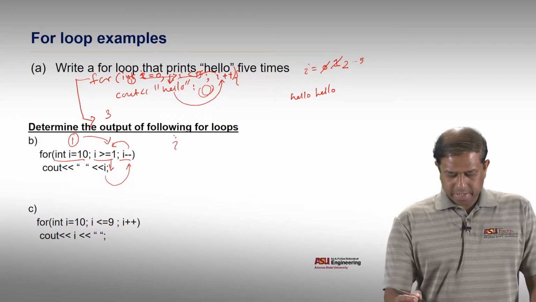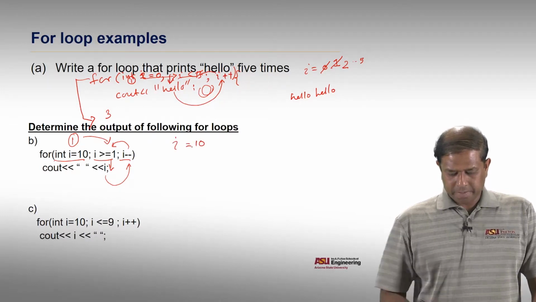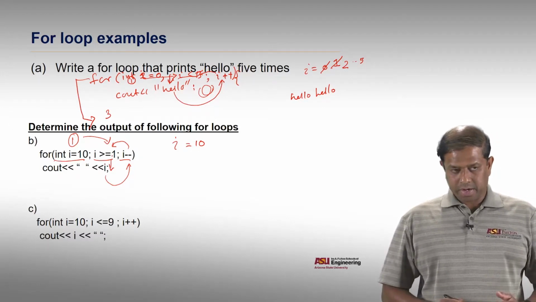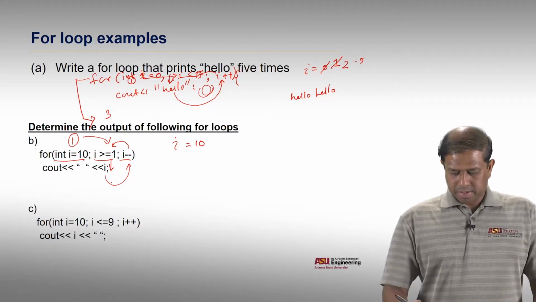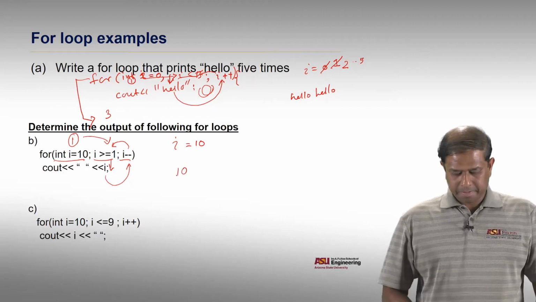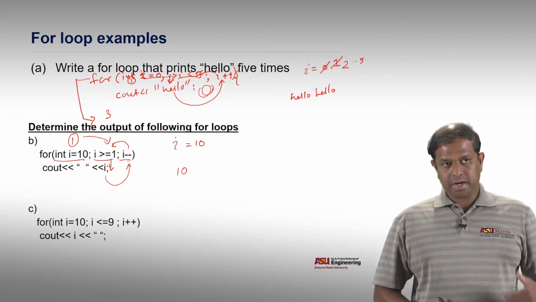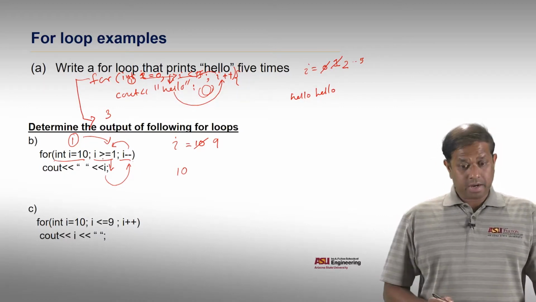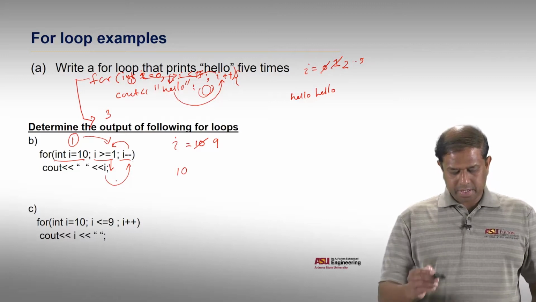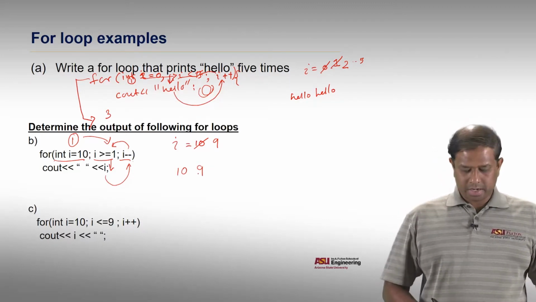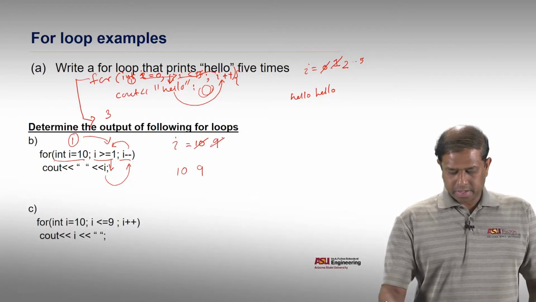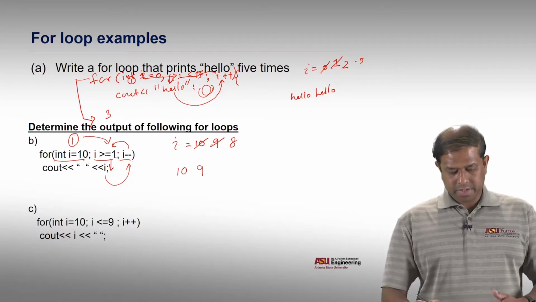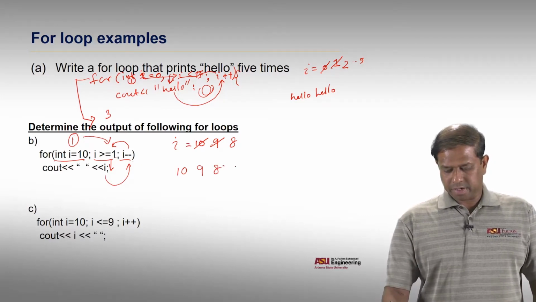If you trace it, the initial value of i equals 10. Now 10 greater than or equals to 1 is true, so we go inside the loop, we display that value, so that's going to be 10, and then come back here and deduct 1 from i, so i is 9 in this case. Now 9 greater than or equals to 1 is true, so we go inside the loop and display that i, so that's 9, and then come back and deduct 1 from it, so 8. Since 8 greater than or equals to 1 is true, we go inside the loop and display it, and so on and so forth.